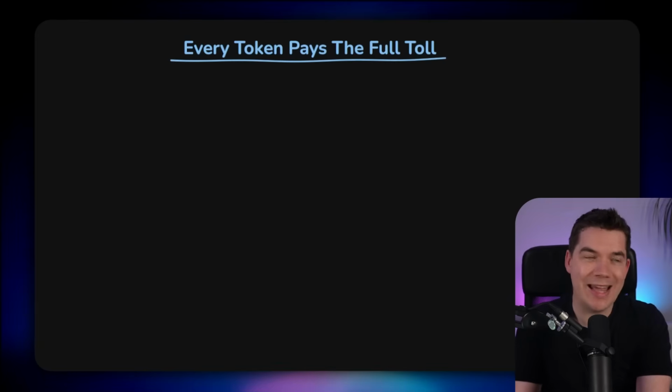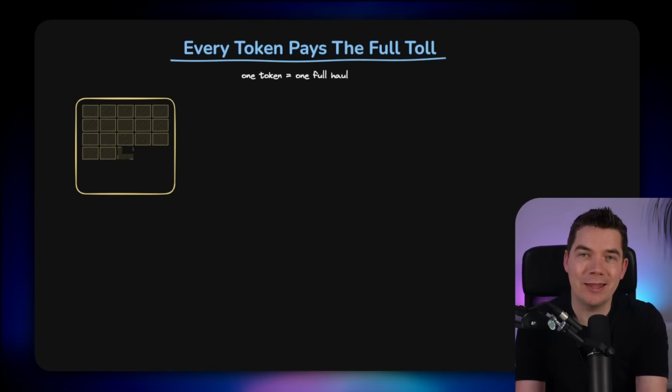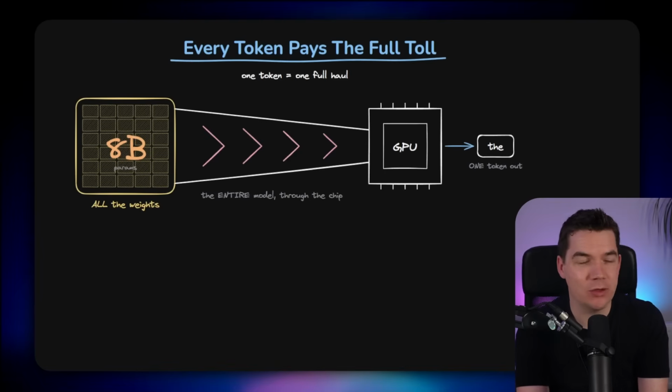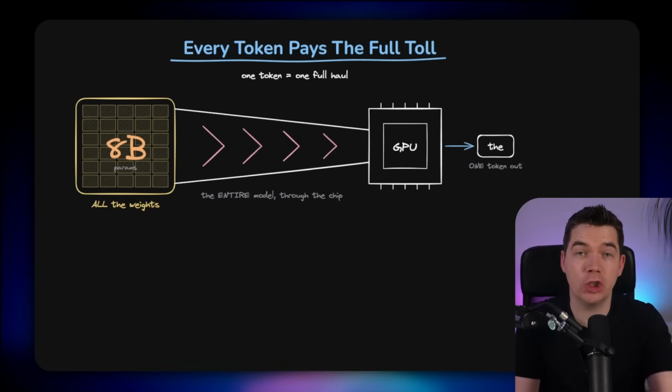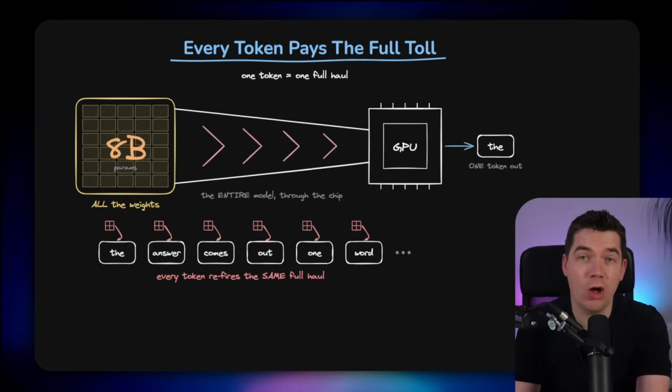Okay, so why is that loop slow? Well, the bottleneck isn't the maths. So if you take the Qwen3-8 billion model, which is what we're doing today, every single trip around this loop means dragging all 8 billion of those weights out of the graphics card memory and through the chip to produce one token. So a 100 token answer means hauling the whole model through the chip 100 times over.